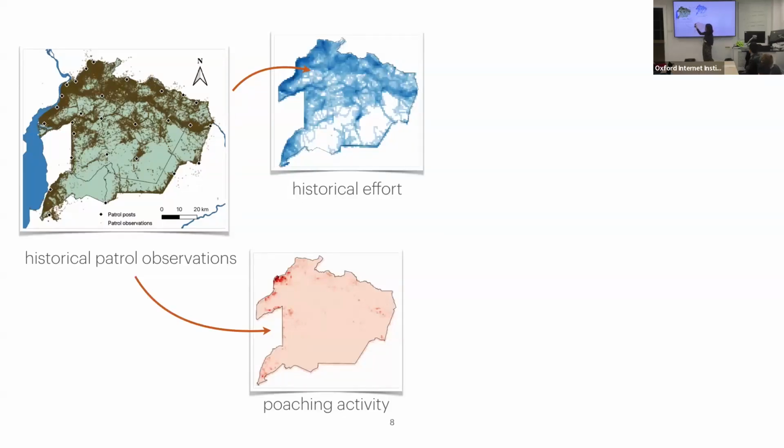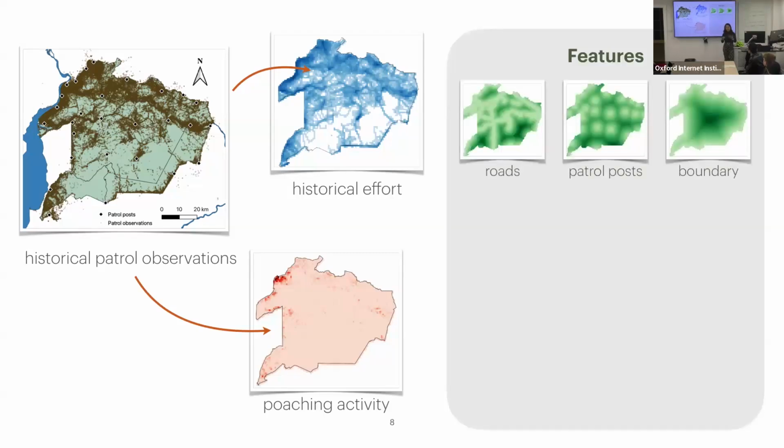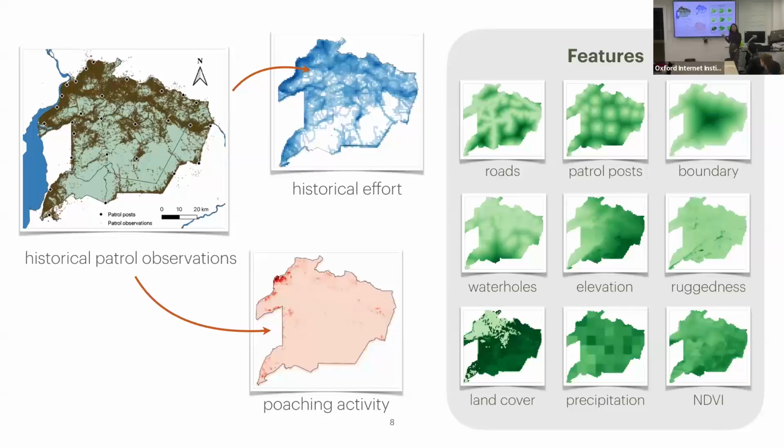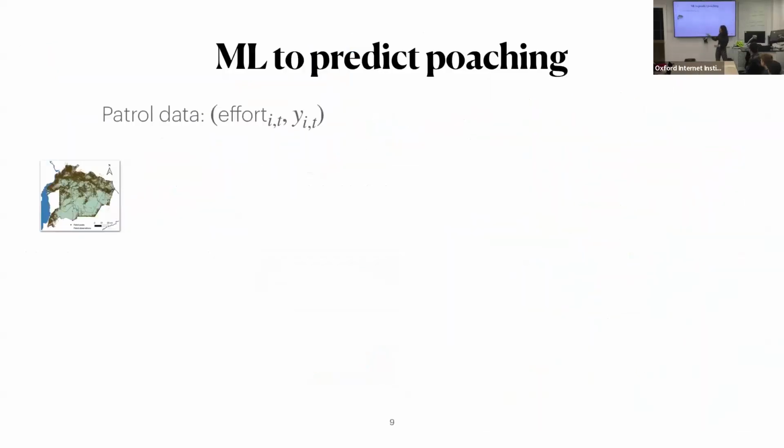So this is a heat map that shows that a lot of the snare activity, for example, has been found in the northwest corner close to the water source. And we also, especially for the data scientists here, have a wide variety of geospatial features that we add that we believe might be correlated with poaching threat. So we have information about human features, such as how far we are to the nearest road, park boundary, or patrol post. We have landscape features, such as how far we are to the nearest water hole, the elevation, the ruggedness, how difficult it is to traverse an area, and land cover. And we also have a number of dynamic information that changes over time, which comes from remote sensing.